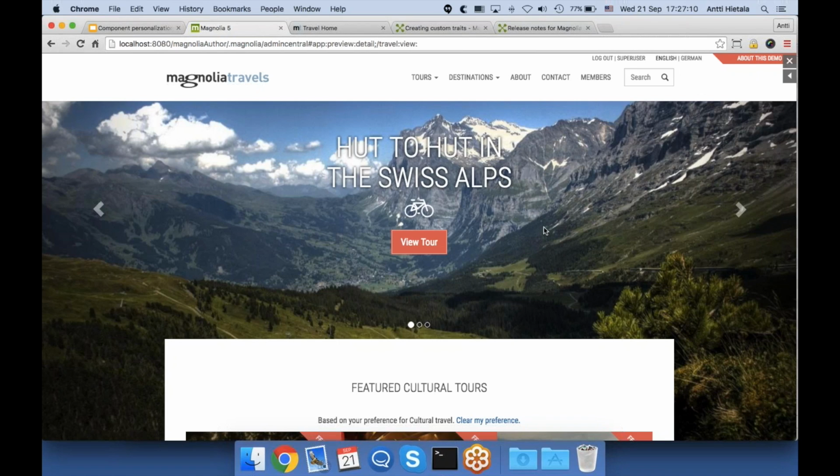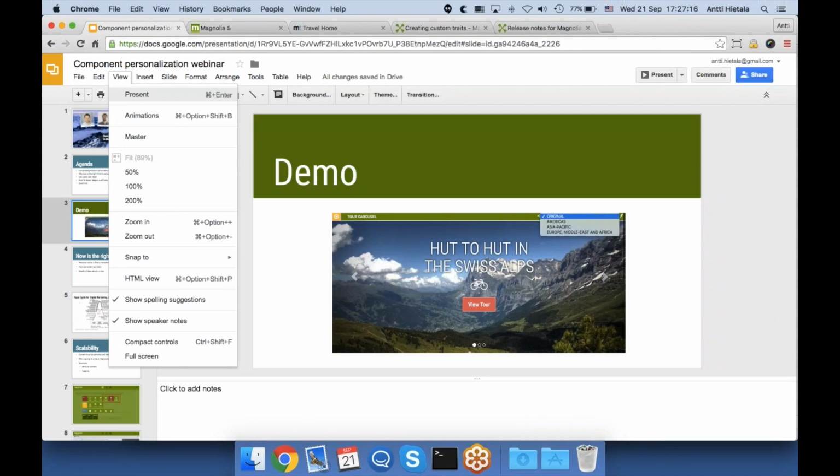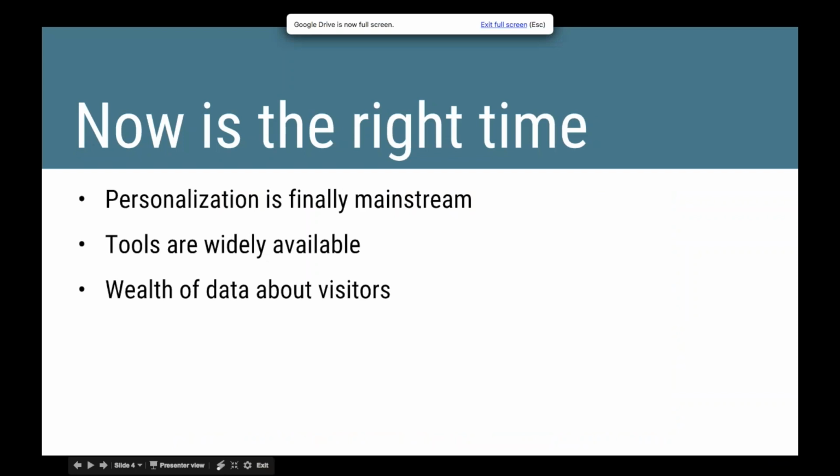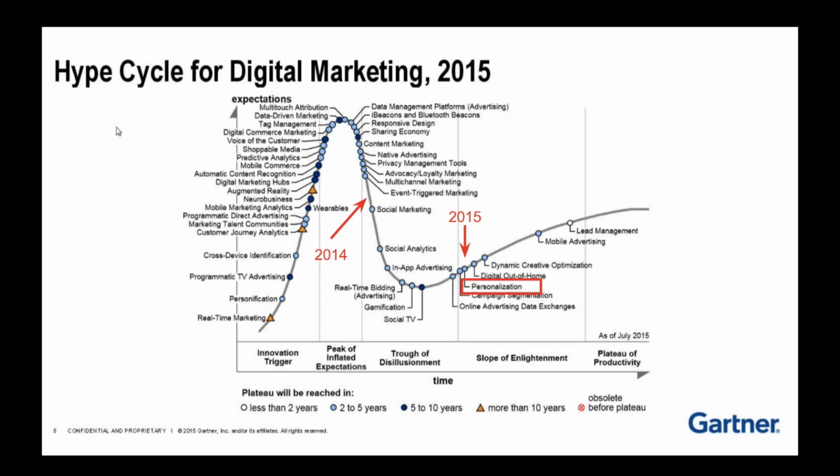Let's go back to the presentation slides and talk a little bit about why now is the right time to do personalization. Based on our research and research done by Gartner, personalization is just now hitting the mainstream at many companies. The slide I have here is called the hype cycle for digital marketing. It's kind of a curve that shows various new technologies, digital technologies, and how commonplace they are in the market.